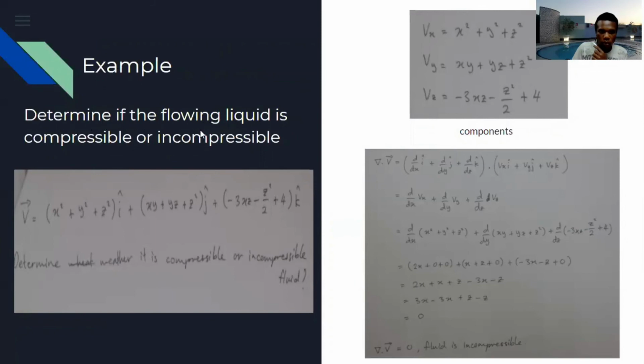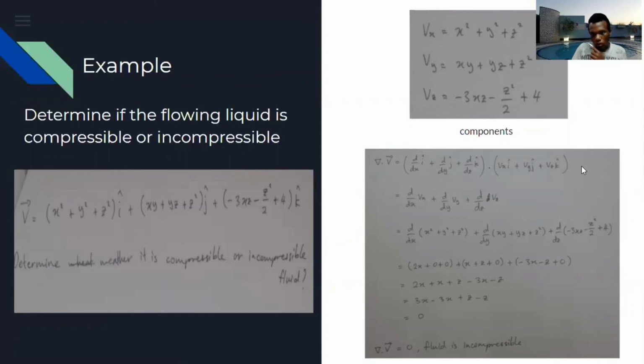Determine if the flowing liquid is compressible or incompressible. For incompressible fluid, the formula here is applicable, in which the divergence is equal to 0. We are given the velocity, which in the i component is x squared plus y squared plus z squared, in the j component is xy plus yz plus z squared, and in the k component is negative 3xz minus z squared over 2 plus 4. We are told to find if it is compressible or incompressible.